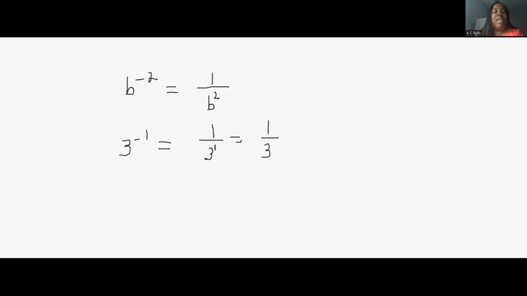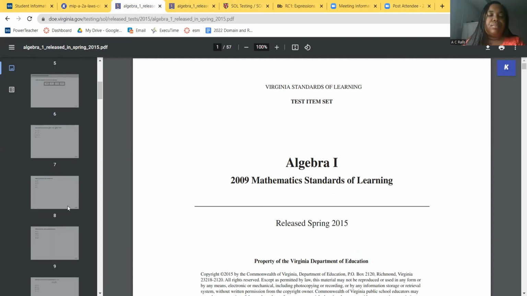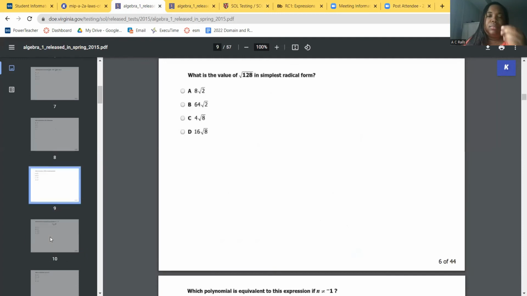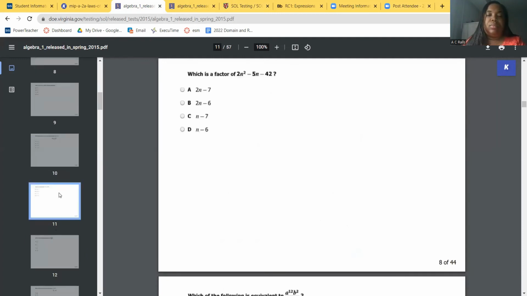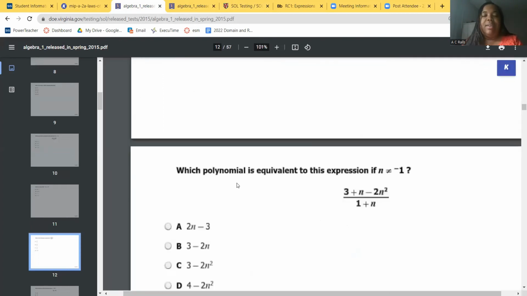All right, I will give you a couple to try on your own momentarily, but I want to give you the opportunity to look at some other problems that you'll see on your SOL. All right, we're going to take a look at an SOL released item. All right, we take a look at this one. This one deals with division of exponents. If you would like to, go ahead and pause the video and give it a shot.